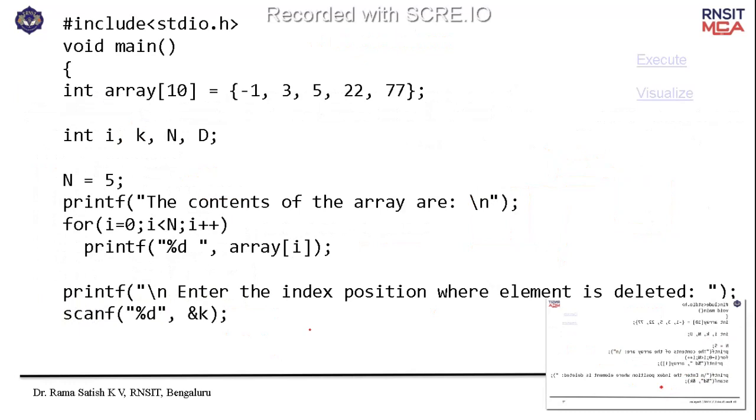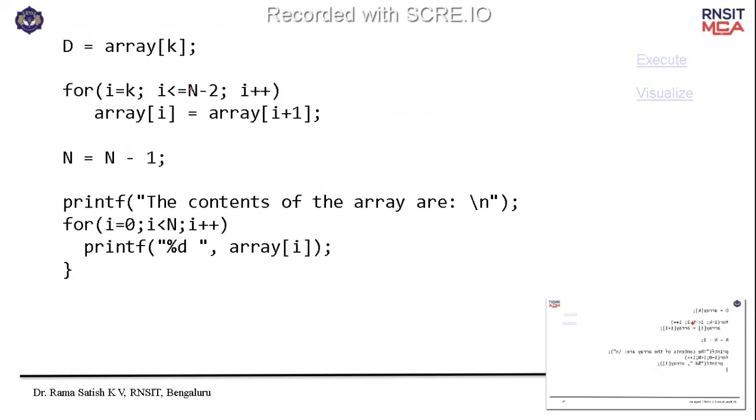The program is also the same. Look here. This is the initialized array, k is the position, n is the number of elements in the array, and d is the deleting element. First you display all the elements, and you take the k position as an input, which element you are supposed to delete. Array of k is the one you are supposed to delete, so make it d, just for our reference.